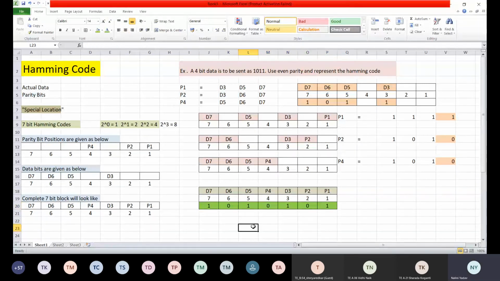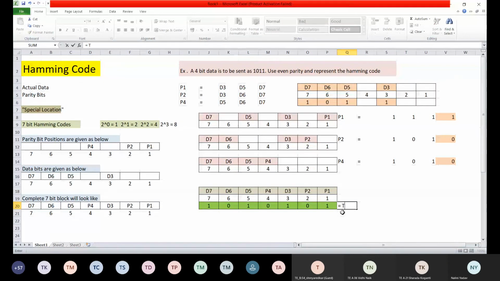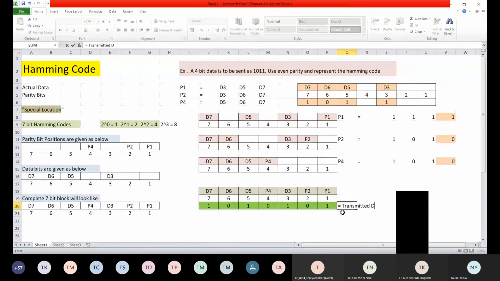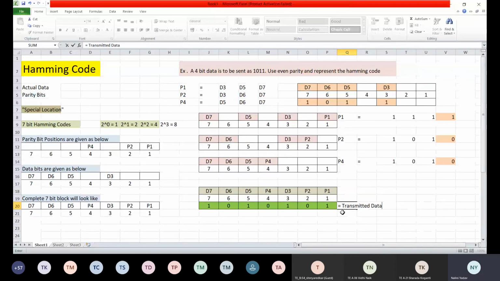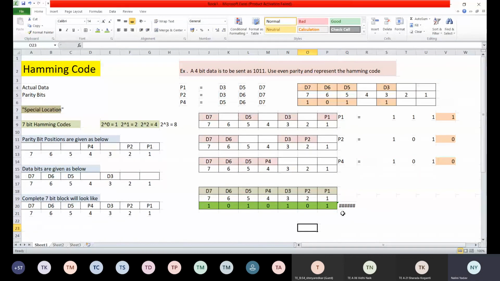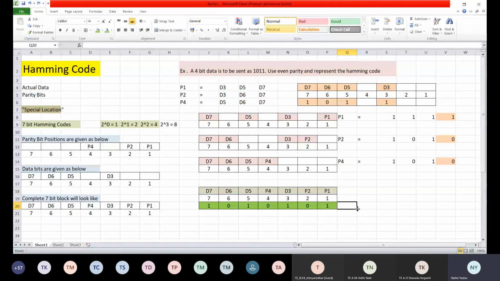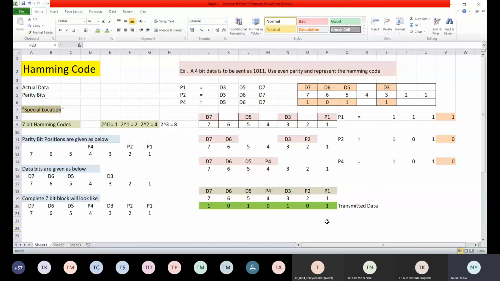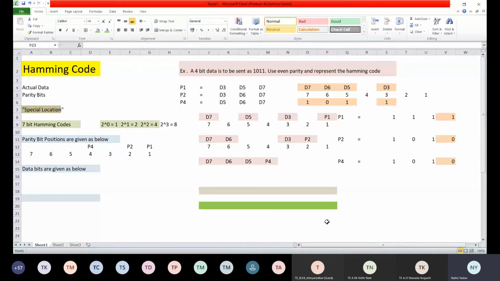This is my final data which is to be transmitted, correct? So this data is the transmitted data. Correct. As I said, it is equal to the transmitted data. Understood all of you? What is my transmitted data? And the Hamming code, is the Hamming code clear with all of you?